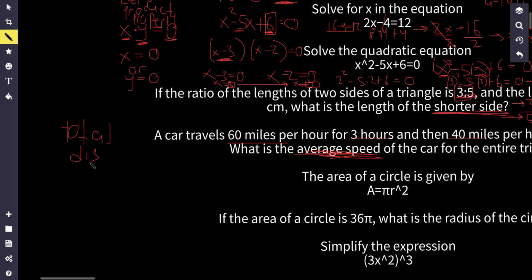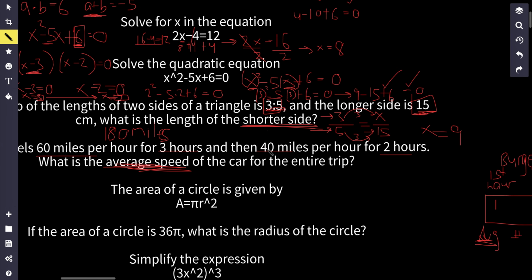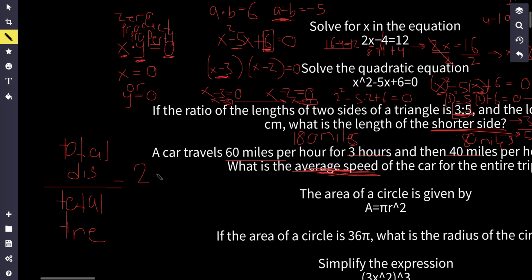So if we're traveling 60 miles per hour for 3 hours, then in total for this time period, we traveled 180 miles, right? Every hour we're traveling 60 miles. If we're doing that for 3 hours, 60 times 3 gives us 180. If we're traveling 40 miles per hour for 2 hours, well, that's 80 miles in total here. So 180 miles plus 80 miles gives us 260 miles.